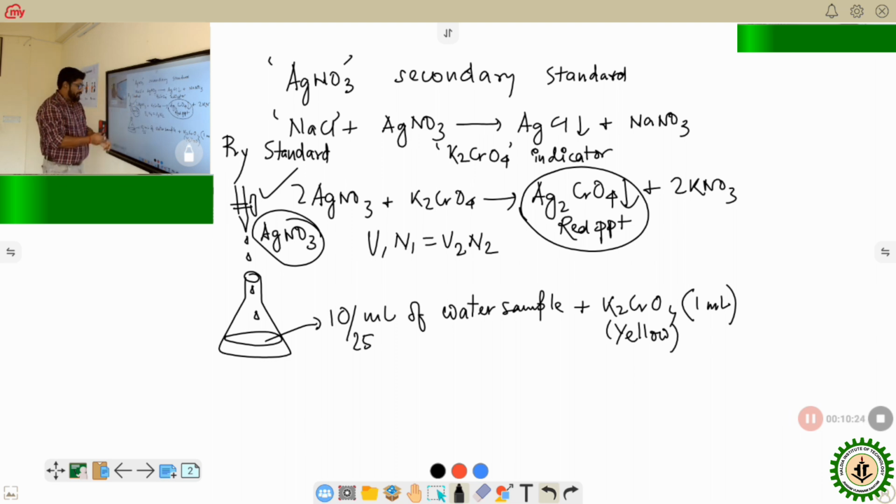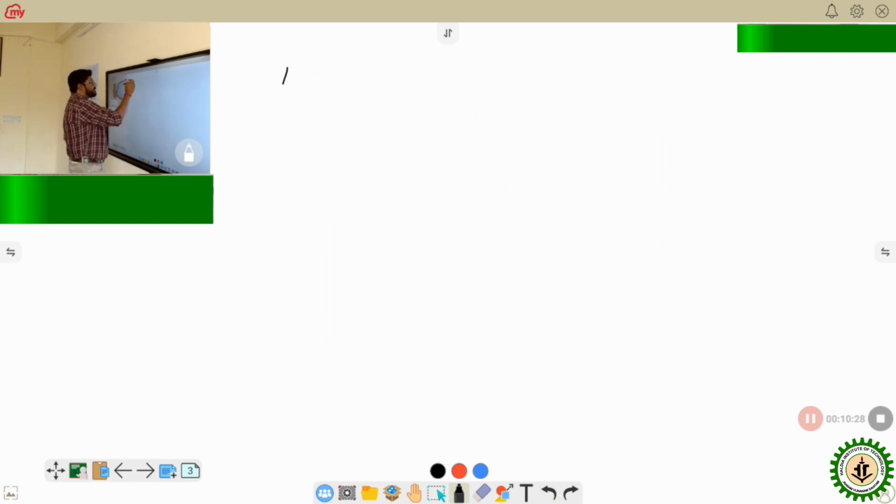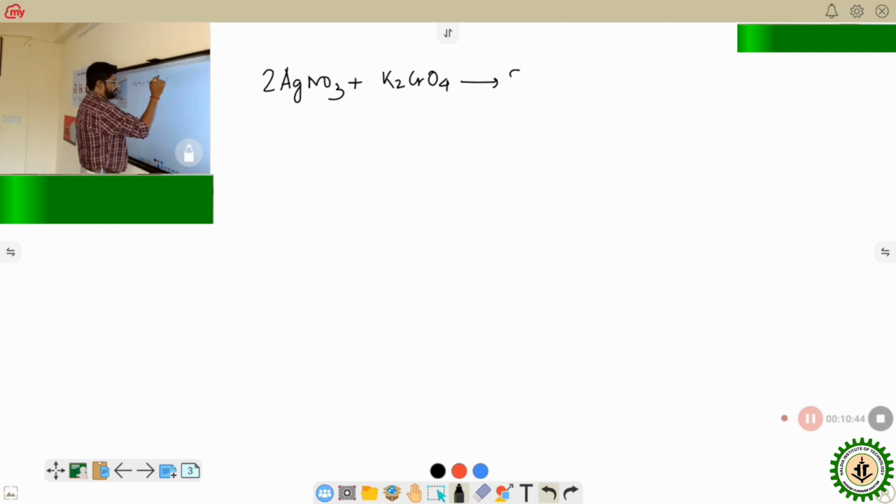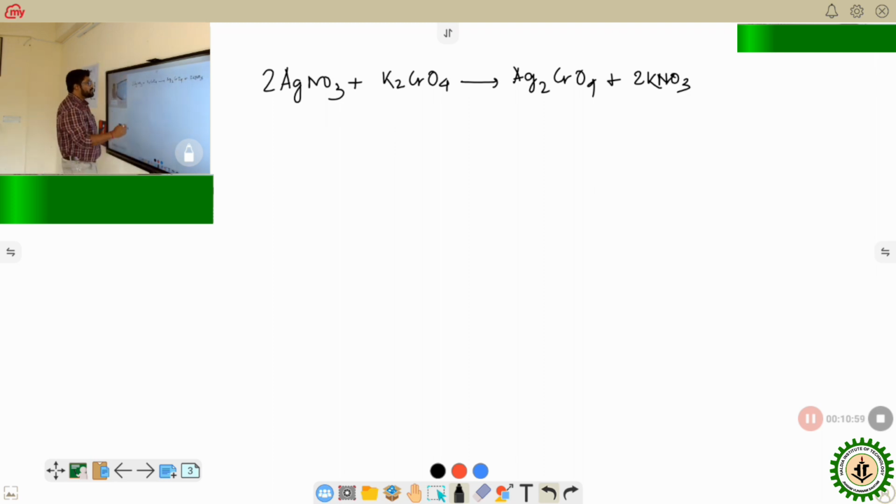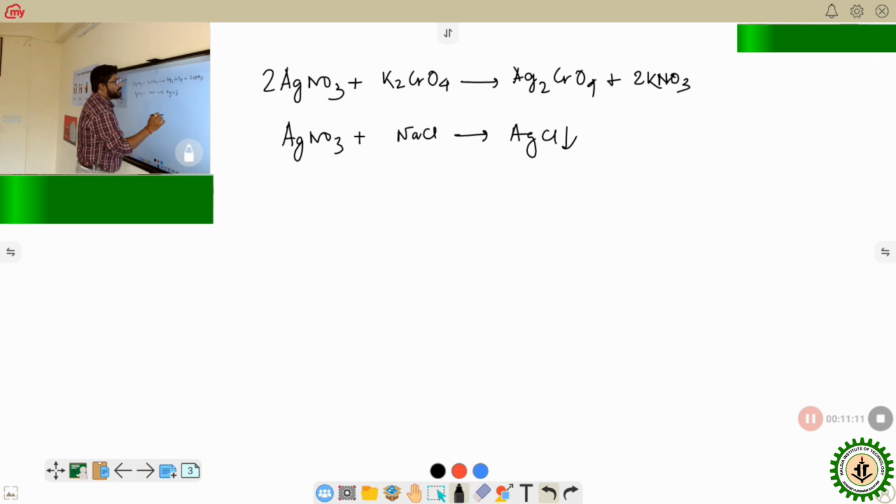That means I am talking about again two parallel reactions, and these parallel reactions are silver nitrate can react to both. First, you will observe that silver nitrate may react with potassium chromate, where you will observe a red precipitate, and parallelly another reaction can be expected, that is silver nitrate reacts with NaCl to form AgCl, which forms a white precipitate. That was a red PPT, and that is a white PPT.